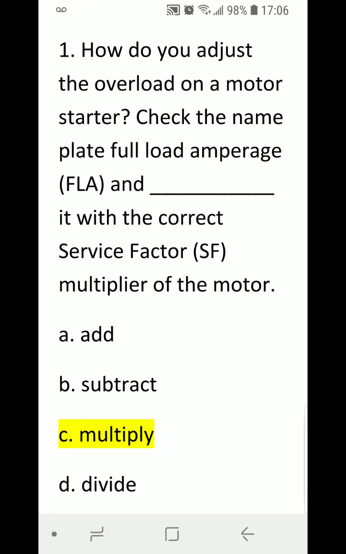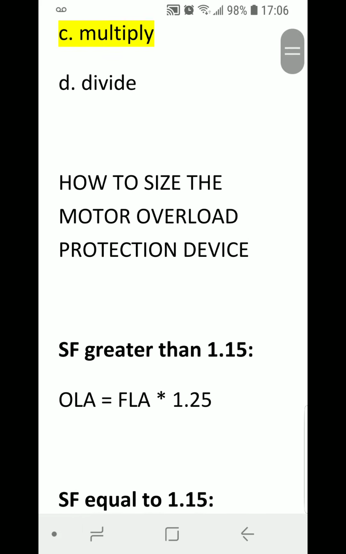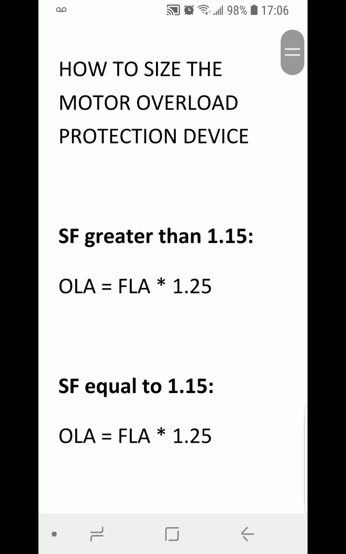Check the nameplate full load amperage (FLA) and blank it with the correct service factor multiplier of the motor. A. Add, B. Subtract, C. Multiply, D. Divide. Correct answer is C. Multiply. So below is the explanation.